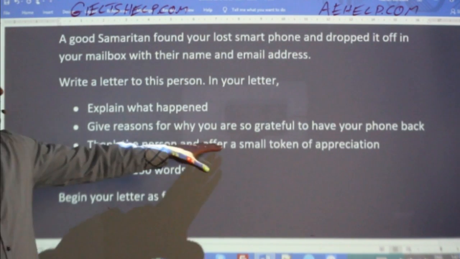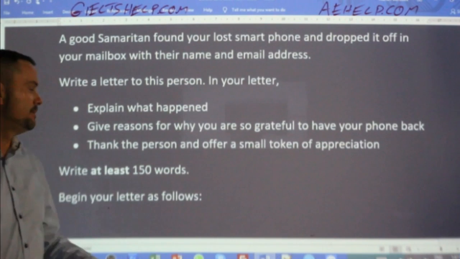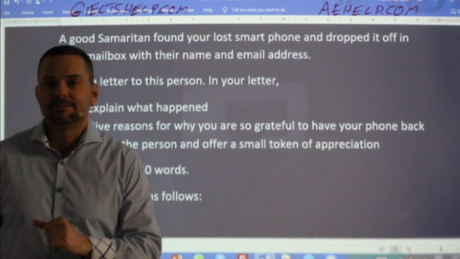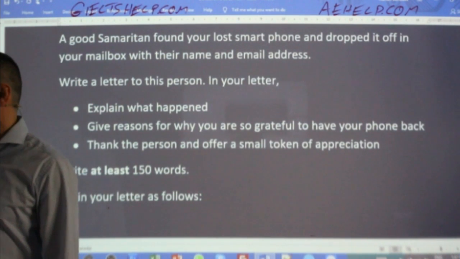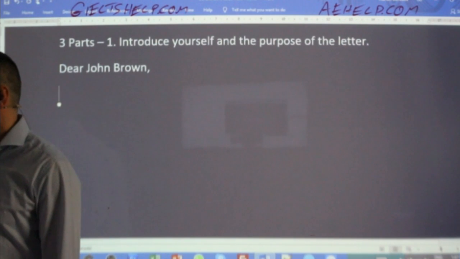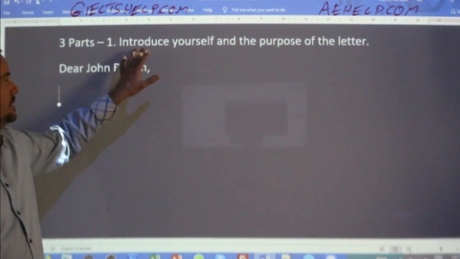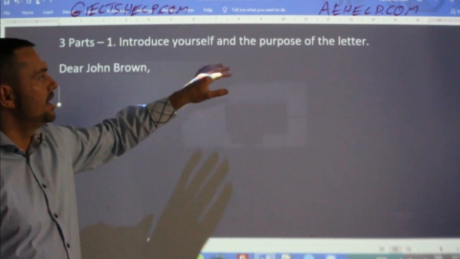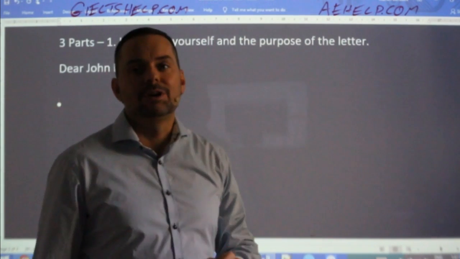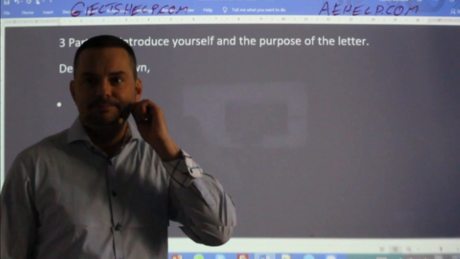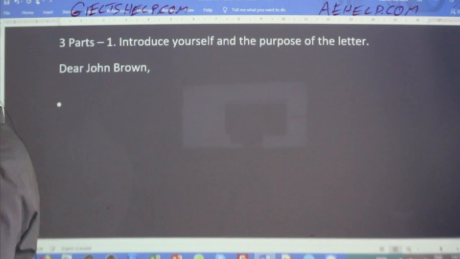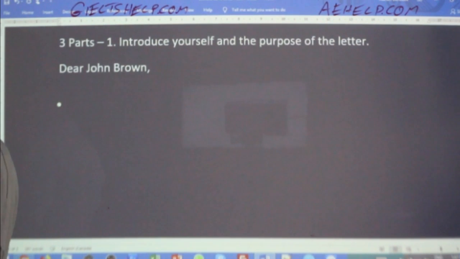Give reasons why you are so happy or grateful to have it back. Thank the person. So let's start this task 1 response. Dear John Brown, first part, 2 sentences. Introduce yourself and the purpose of your letter. Okay? All right. I'm going to do the same, and I'm waiting for your sentences. I'll give you a little bit of silence so that you can hear yourself think.